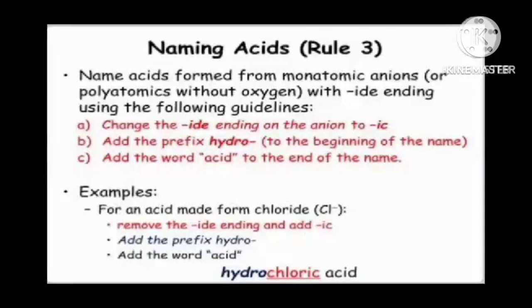Naming acids. Rule number 3. Naming acids formed from a monatomic anion or polyatomic anion without oxygen with an IDE ending using the following guideline. Reference A. Change the IDE ending on the anion to IC. Example for an acid made from chloride, Cl. Reference B. Add the prefix hydro to the beginning of the name. Reference C. Add the word acid to the end of the name. And now we create hydrochloric acid.